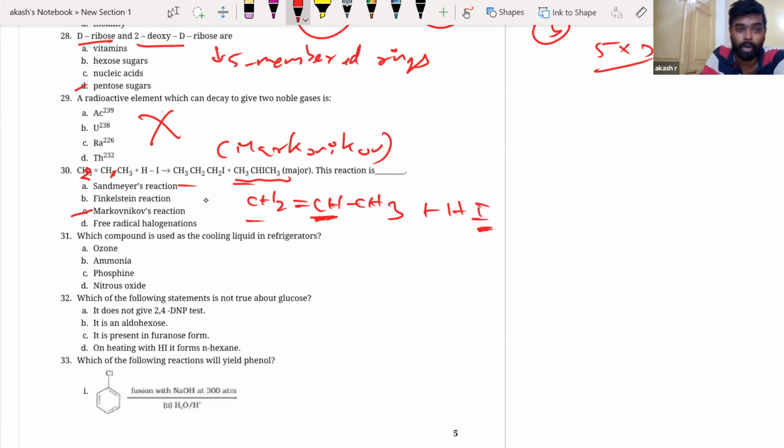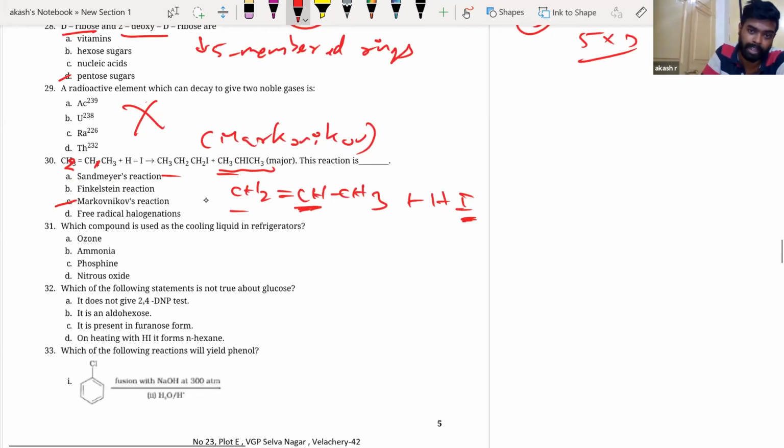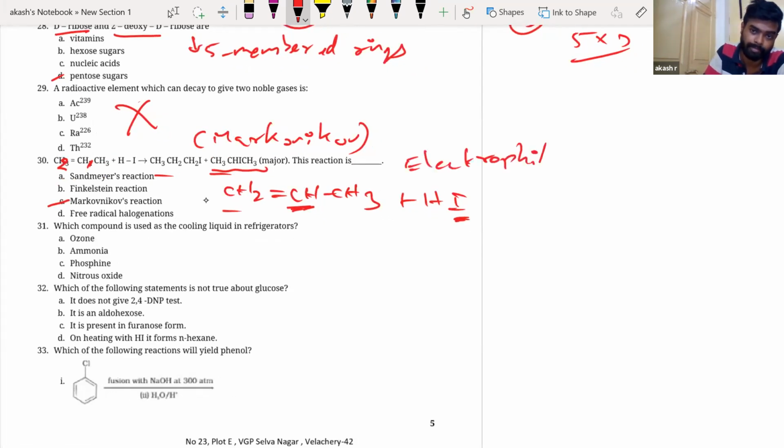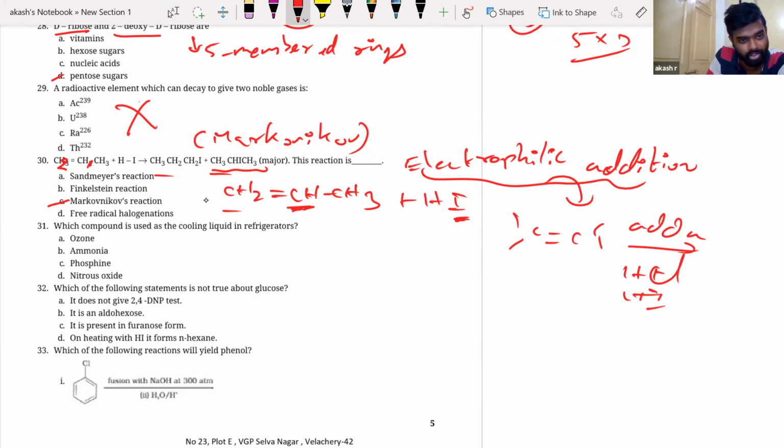Now, if you ask me, sir, what is the actual name of the reaction? This is an electrophilic addition reaction. Whenever you have a C double bond C and go for an addition reaction, say HH, HCl, HI, whatever, all these are electrophilic addition reactions. The rule which we use is Markovnikov's rule. The reaction is not called Markovnikov reaction. But it is not Sandmeyer's, it is not Finkelstein, it is not free radical. Definitely it is Markovnikov. So the most fair answer we can give is C, but not the exact answer.